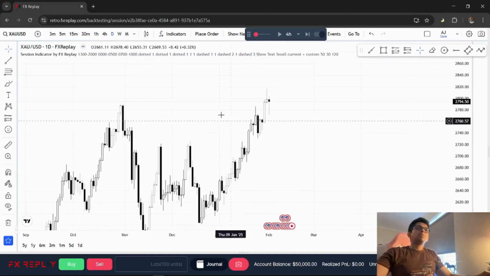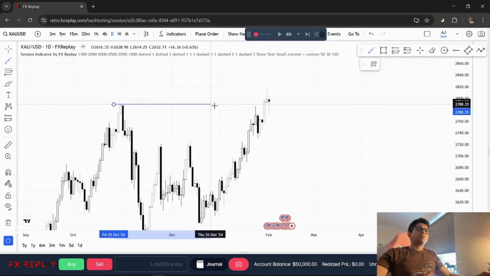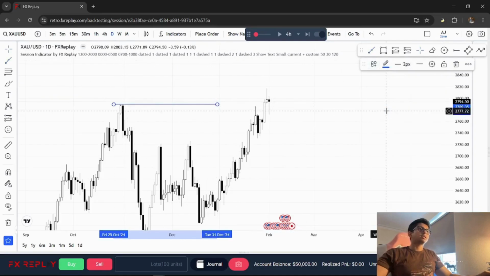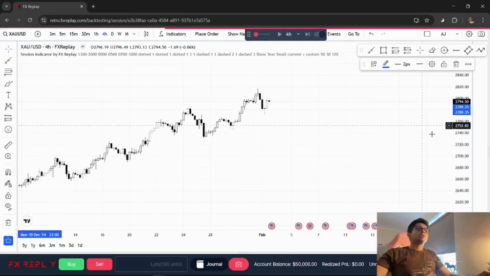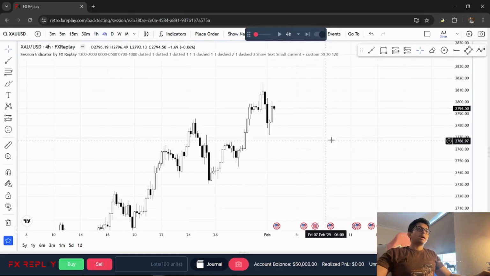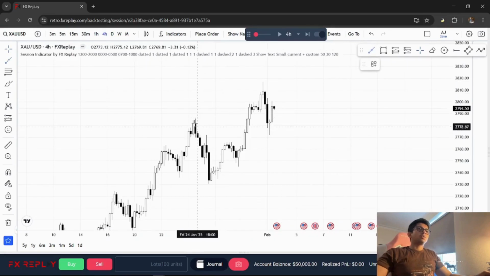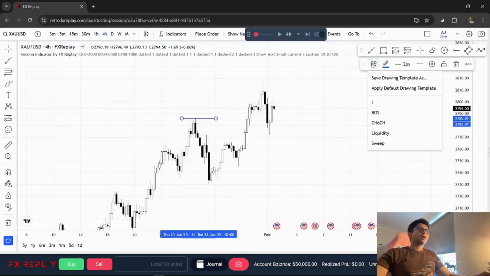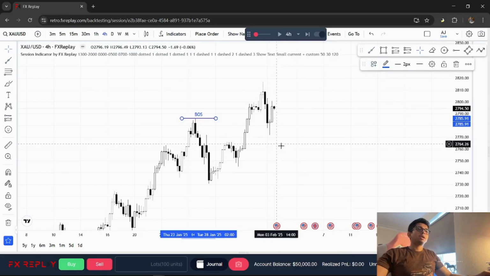So in this example, this is the daily time frame. We can see price is clearly very bullish, broke past this previous all-time high. Let's just go down to the 4-hour. As you can see, price also broke this previous high on the 4-hour. Let me mark that.